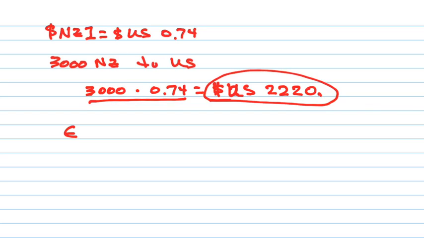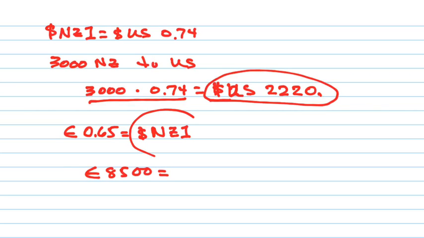So we have euros at 65 cents for each New Zealand $1. So which one's the 1? New Zealand. Okay? So she has 8,500 euros, and she wants to convert that into New Zealand dollars. The 1 is New Zealand dollars, but I'm converting from euros to New Zealand dollars. So what does that mean I need to do?